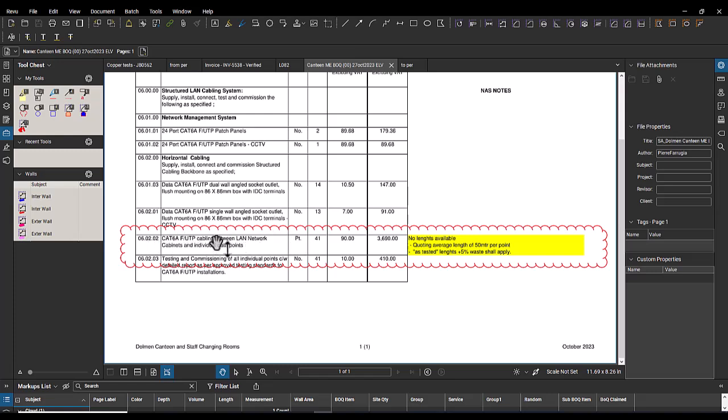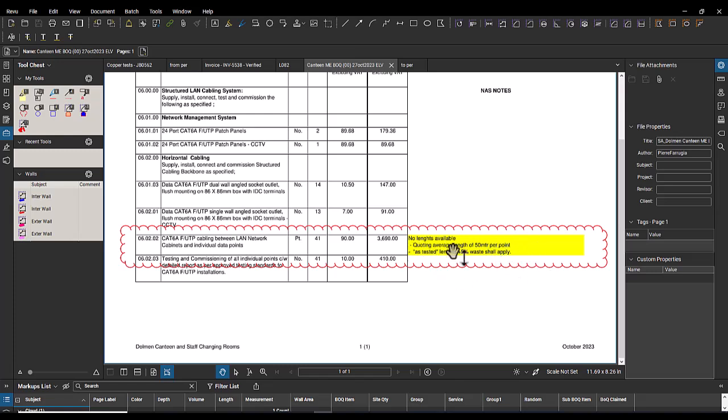So this is the cabling. We have 41 points at 90 euro, but there is a 2% discount. Here we put notes: the number of lengths available, no lengths available. Quoting average length of 50 meter per point as tested length, plus 5% waste shall apply.